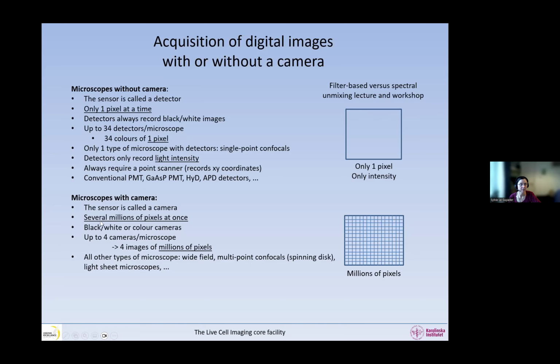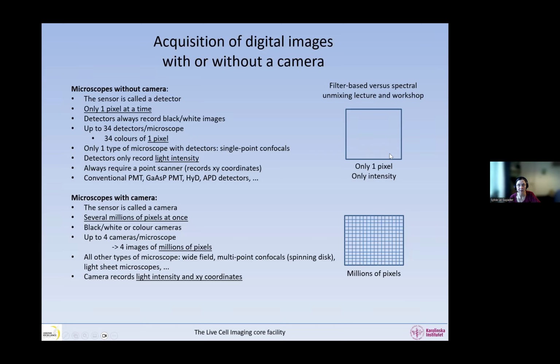And the microscopes with camera are all the other types of microscopes compared to the single point confocal. So all the other types of microscope work with cameras: wide field systems, multi-point confocals, the spinning disk confocals, or light sheet microscopes all work with cameras. The camera records both the light intensity and the XY coordinate. So this is the whole image.